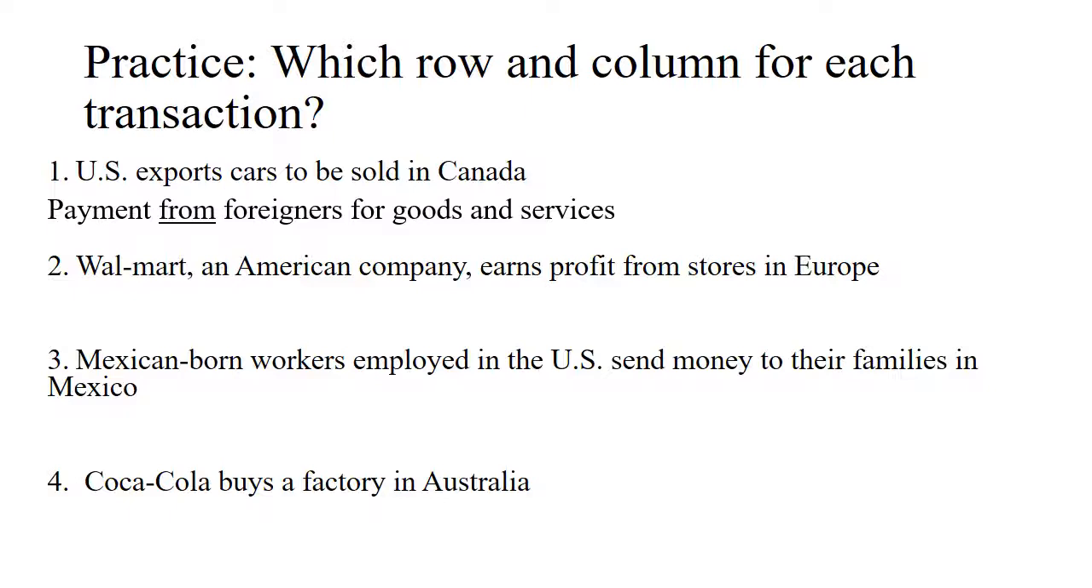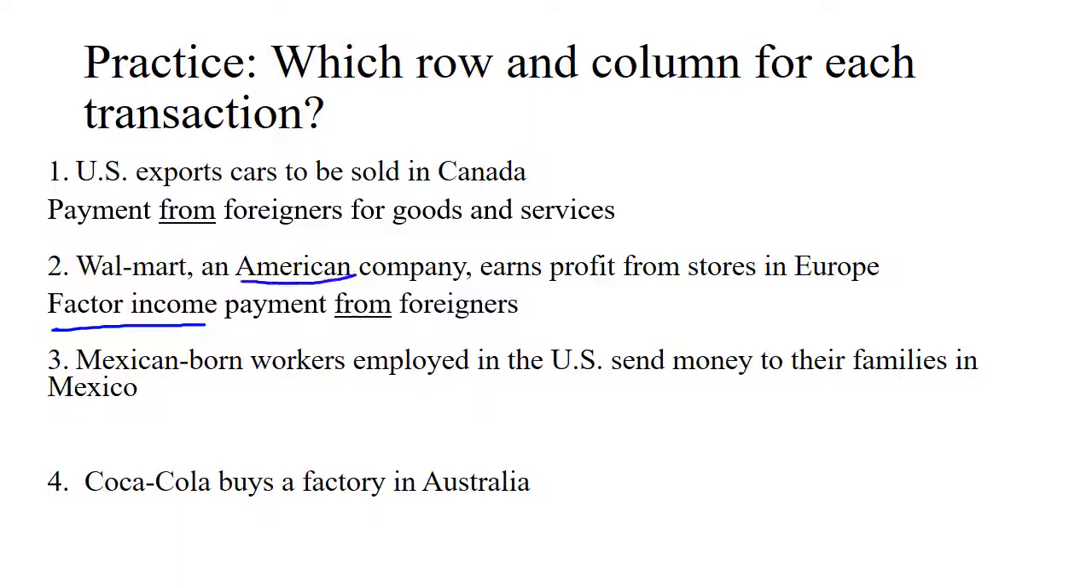Next one, Walmart, an American company, earns profits from stores in Europe. So think about which category this is and then which country is getting paid. Here we have factor income payment. So buying or setting up a whole new Walmart store in a foreign country would be an asset. But this year's profit is factor income. And the fact that the American company is the one that's getting paid makes it payment from foreigners.